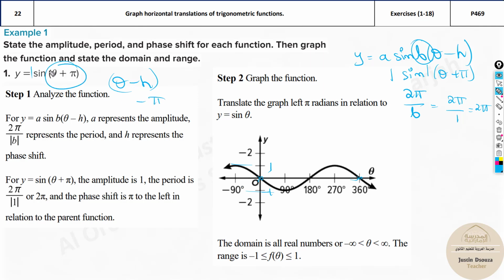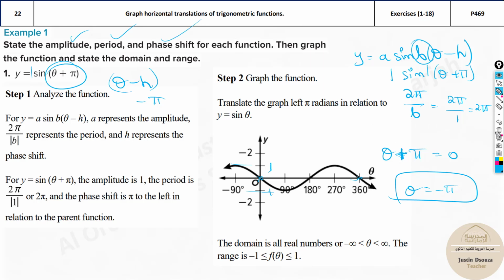Or the other way is, whatever you have over here inside there, theta plus that value, must be equated to 0. And now solve it. Theta equals minus pi. This is the answer. Is that clear? So this is the thing. So these are the things, that is amplitude, period, and phase shift.